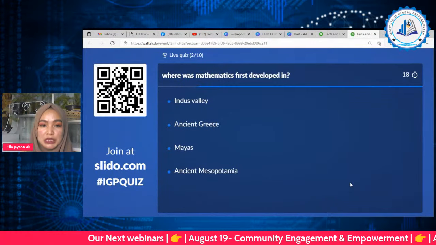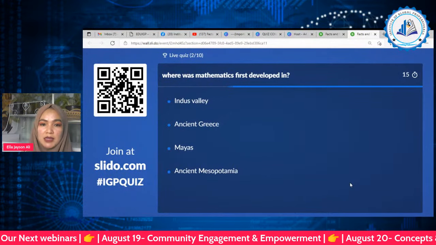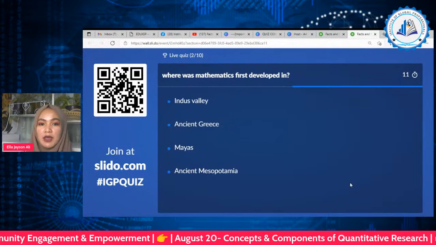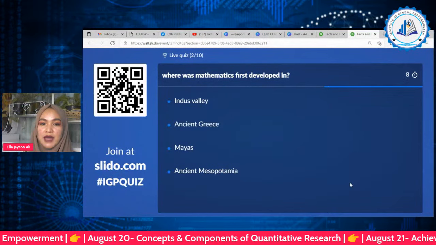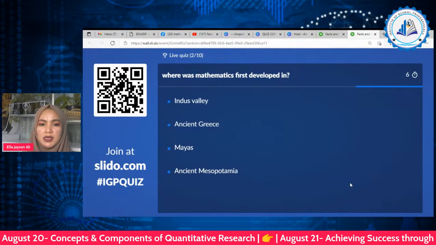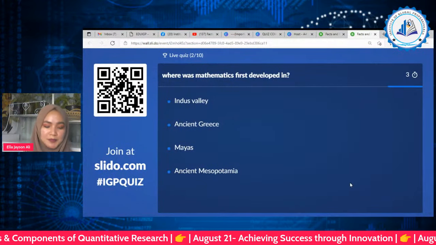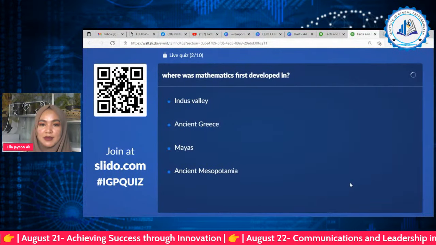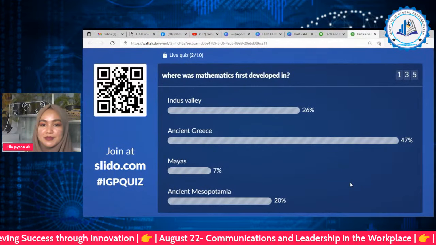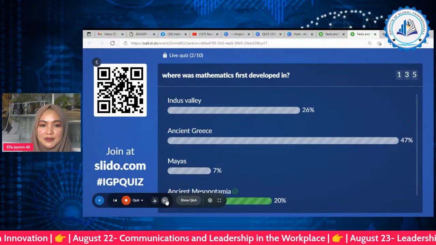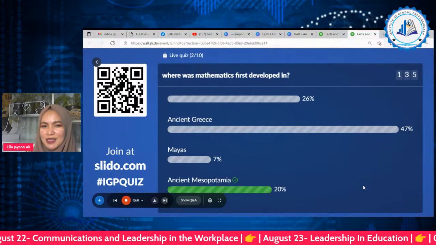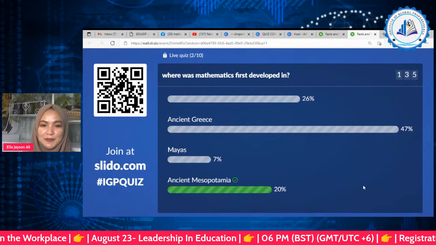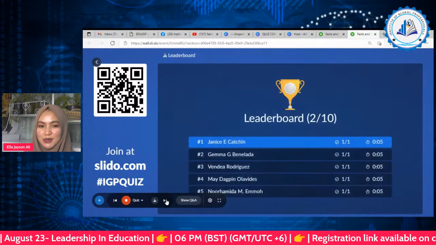Next question. Where was mathematics first developed? Is it in Indus Valley, ancient Greece, Mayas, or ancient Mesopotamia? Let's see the correct answer. Okay, so it is in ancient Mesopotamia. Only 21% got the correct answer.